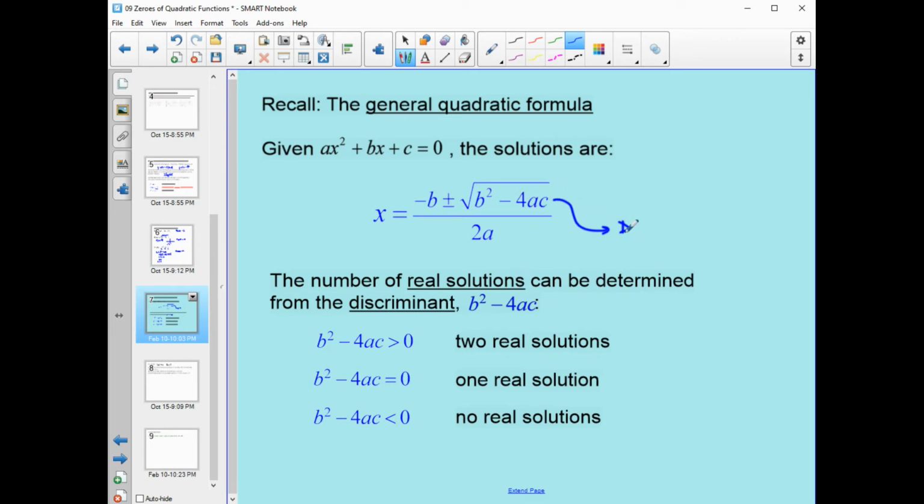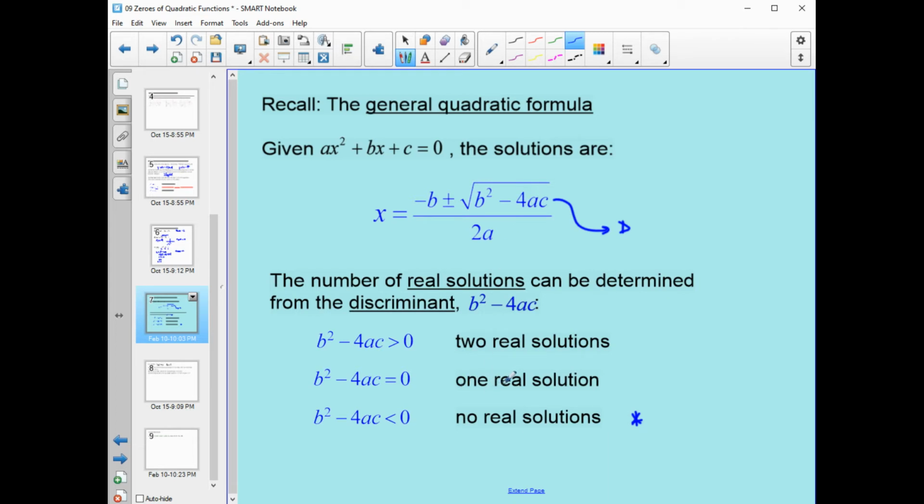And the reason why this tells us our number of zeros, the most obvious one is when we have no solutions. If this quantity under the square root is negative, we're being asked to take the square root of a negative number. And we know that that is not a permissible mathematical operation. And so that's why we have no solutions. We're not going to get a real number when we try to take the square root of a negative number.